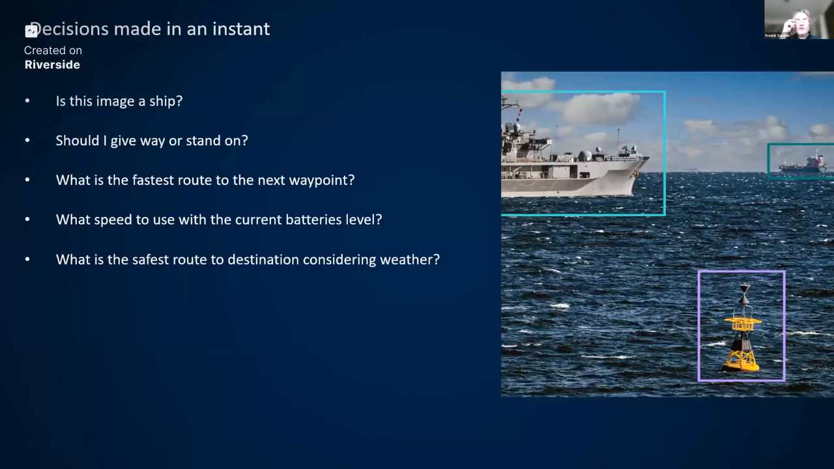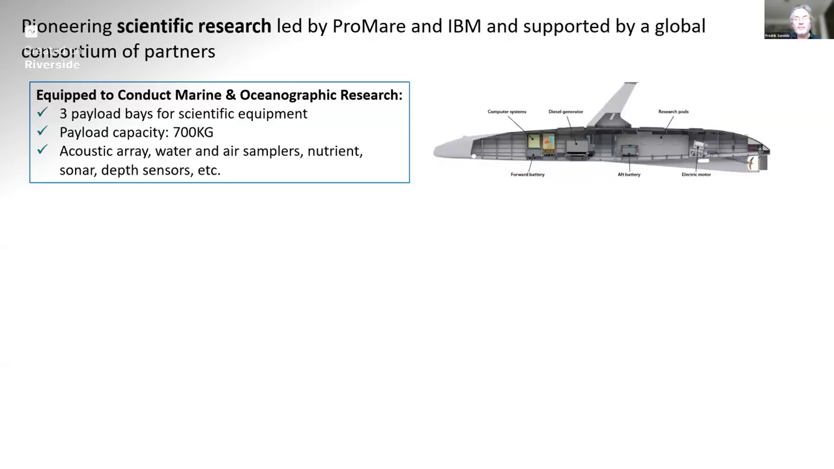So if we did meet people, this is one of the things that we've been working a lot on. It's then navigating and doing image recognition. So the question is, when you see things, what is it? Is it a ship? Is it something else? Is it a buoy? What should I do when I see this? Should I give way? Should I stand on? What are the regulations? What is the fastest route to the next waypoint? How much battery level do I have left? So what kind of route will I use to get to it? These are the questions that we constantly ask when we're sailing around with this.